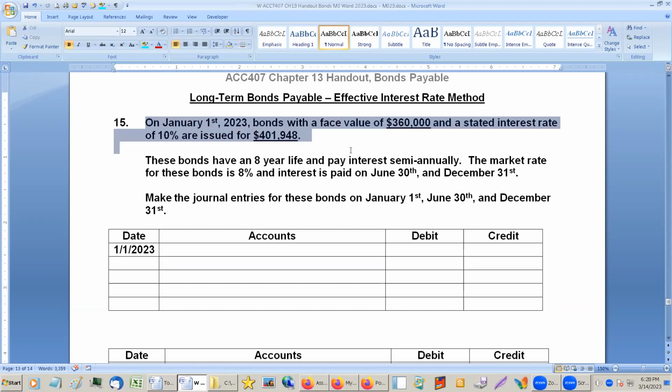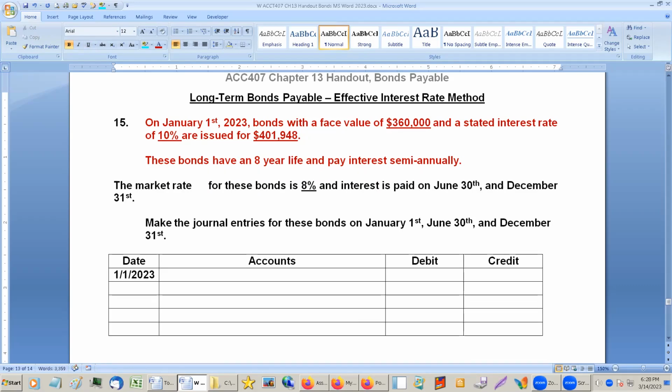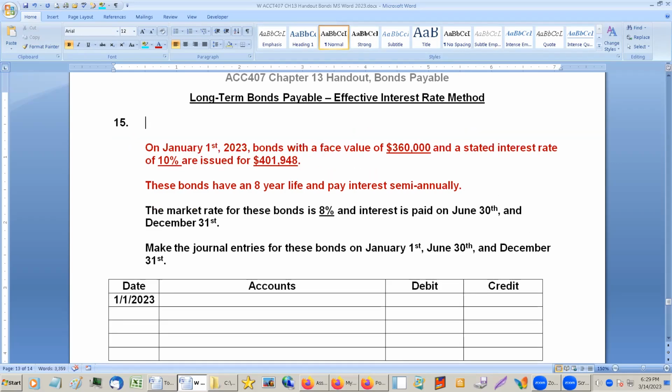Okay, 15. And by the way, you can see on this one too, these are sold at a premium, right? They're sold at more money than the face value. They're paying 10%, and the market wants 8. So because the market only wants 8, we're paying 10, they're going to bid up the price of those. And again, this whole thing up here is the indenture agreement.